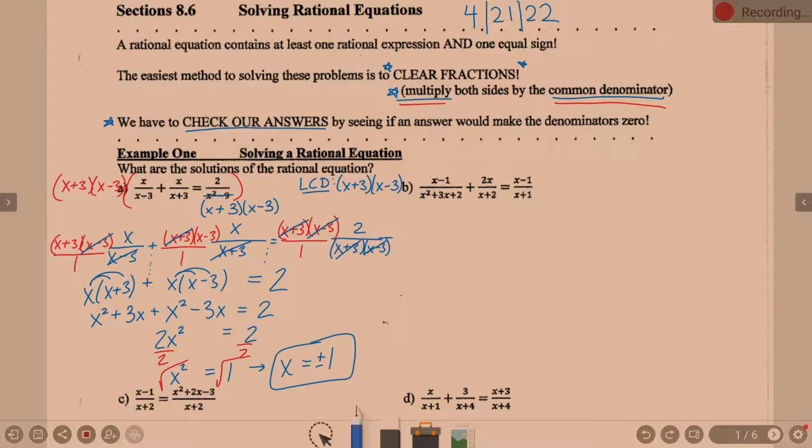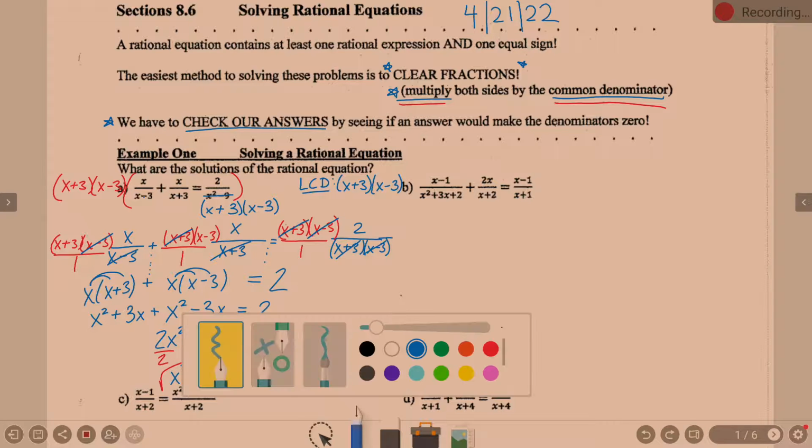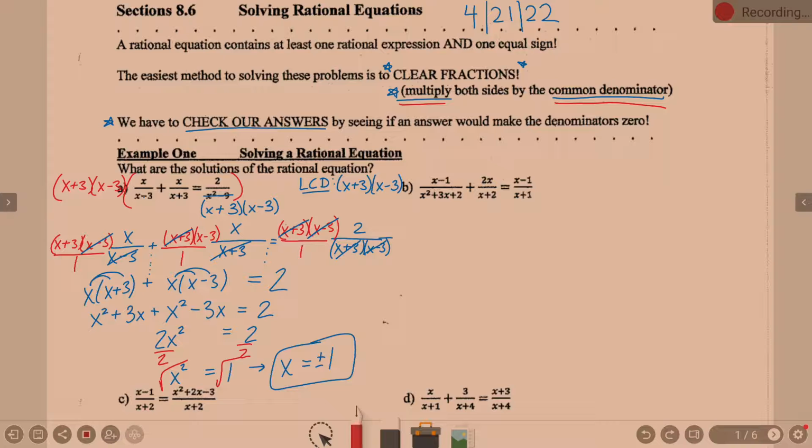Now, I mentioned up above, what's always got to be my last step today? Check. Now, this doesn't need to be fancy. You don't have to go back to the original equation, plug 1 in, and plug -1 in and see if they work.